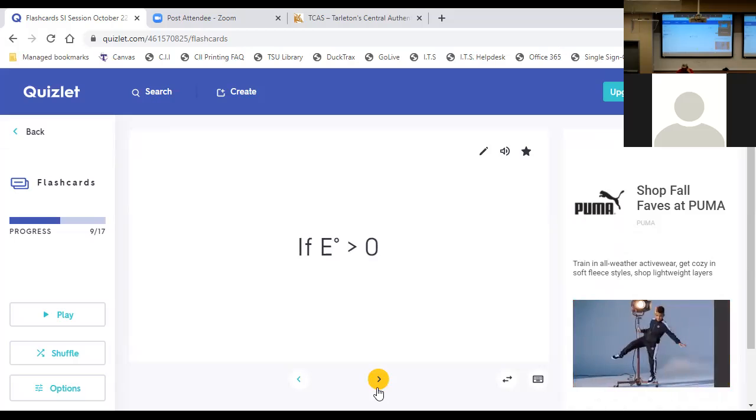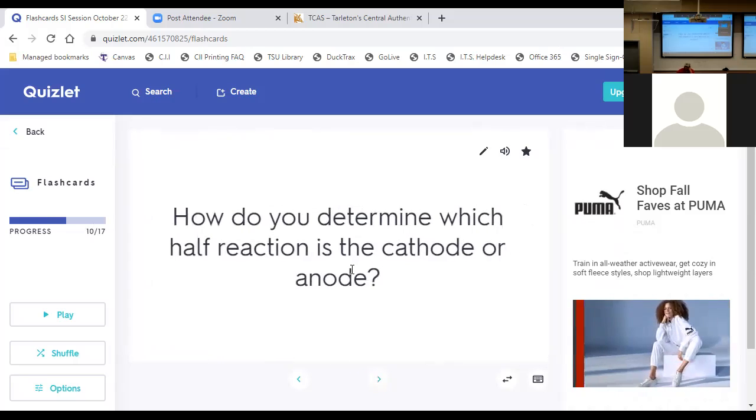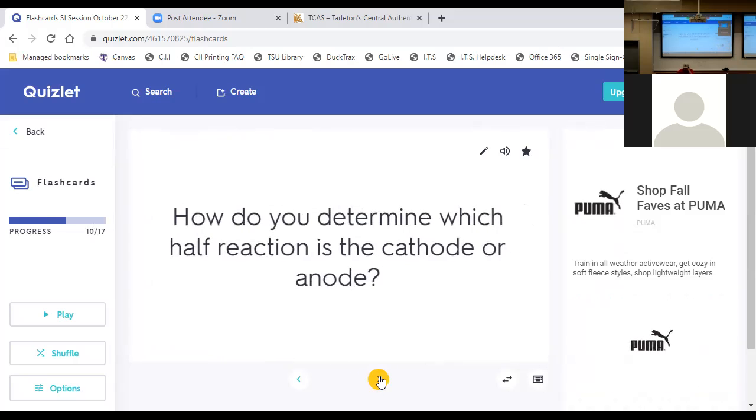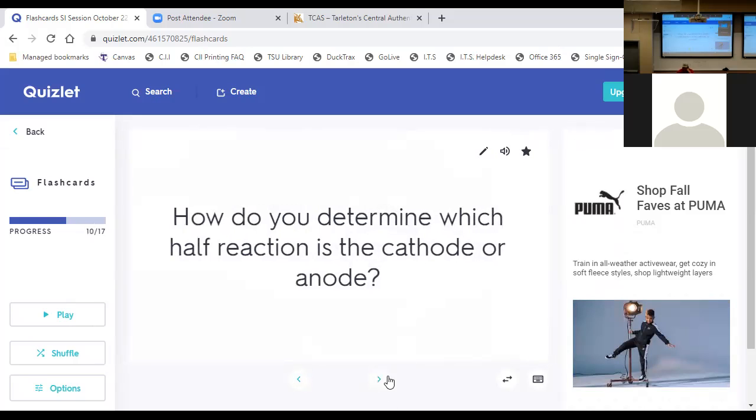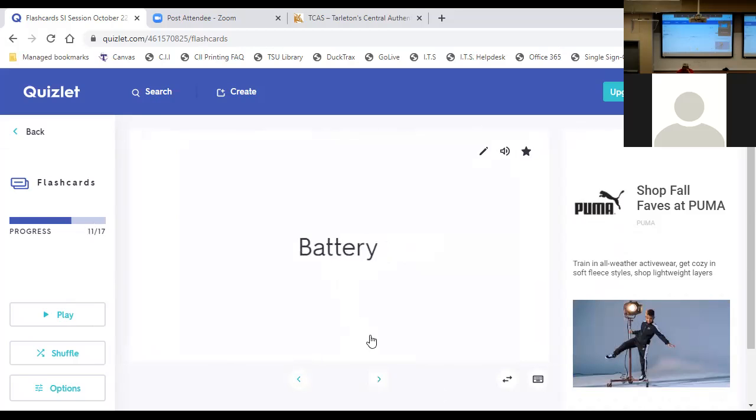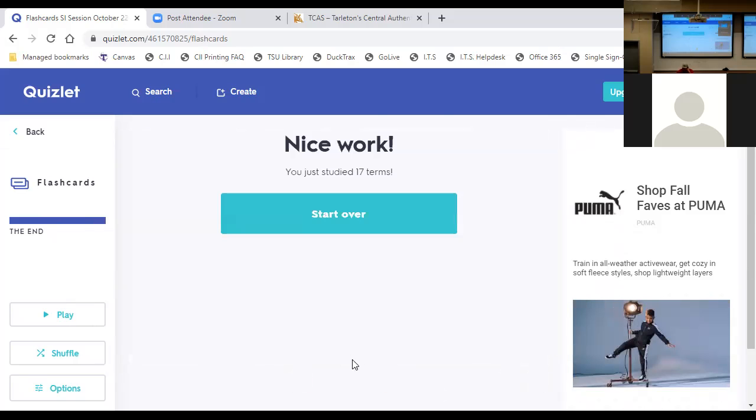What happens if the cell potential is greater than 0? How do you determine the half reaction is a cathode or an anode, which is the most important part of that? Those problems is determining which one goes first. Definition: okay. Primary battery, secondary battery, lead acid battery, fuel cell, corrosion, electrolysis, and that's it.